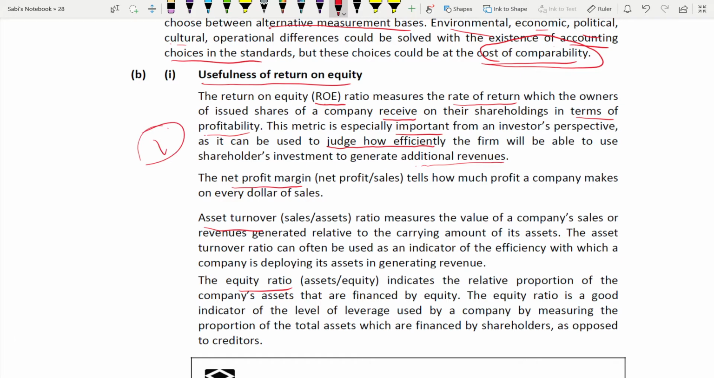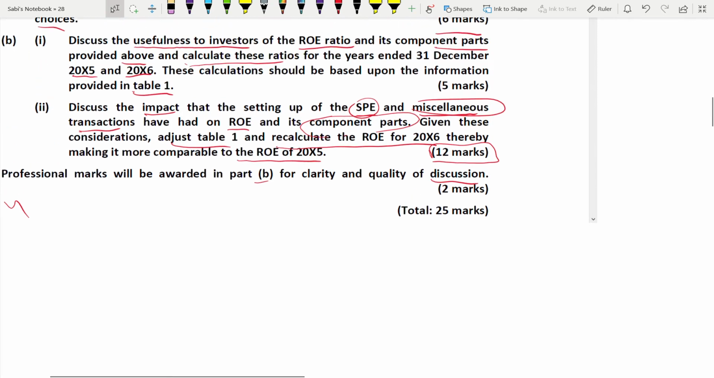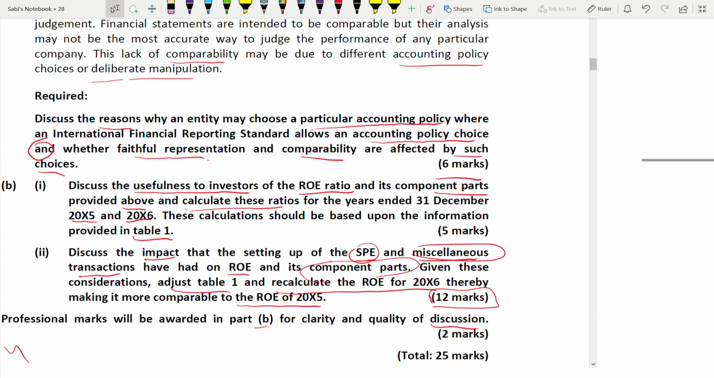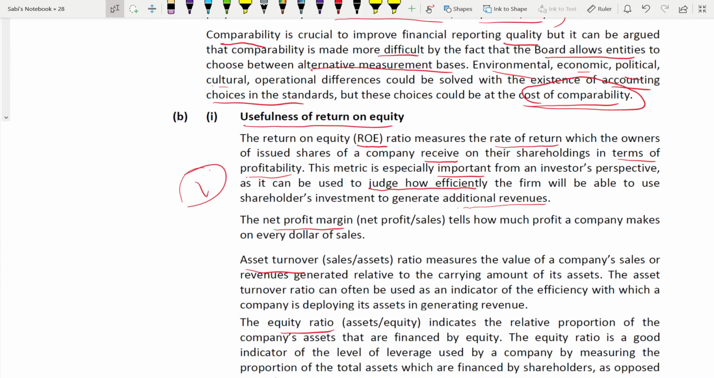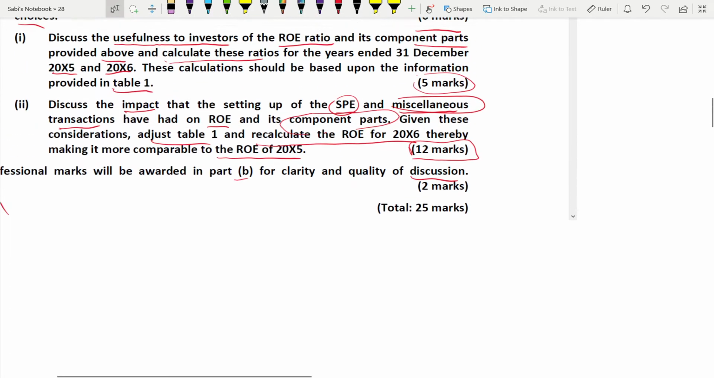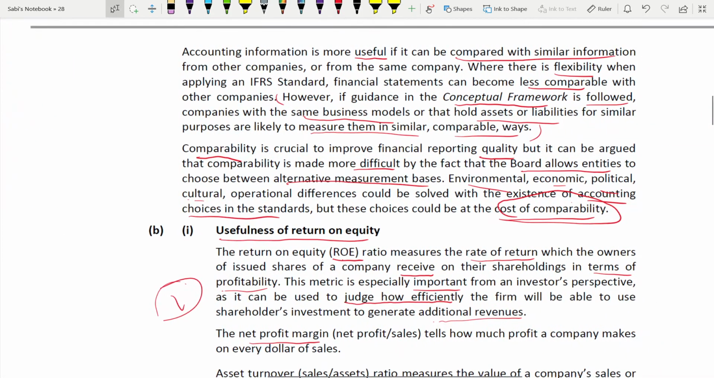But let us see for how many marks it has been allocated. It is for 5 marks, okay? So 5 points you need to write. So 1 point you will be getting. Just wait a minute. ROE ratio and its component parts. So for the usefulness of its component parts also you'll be getting marks.